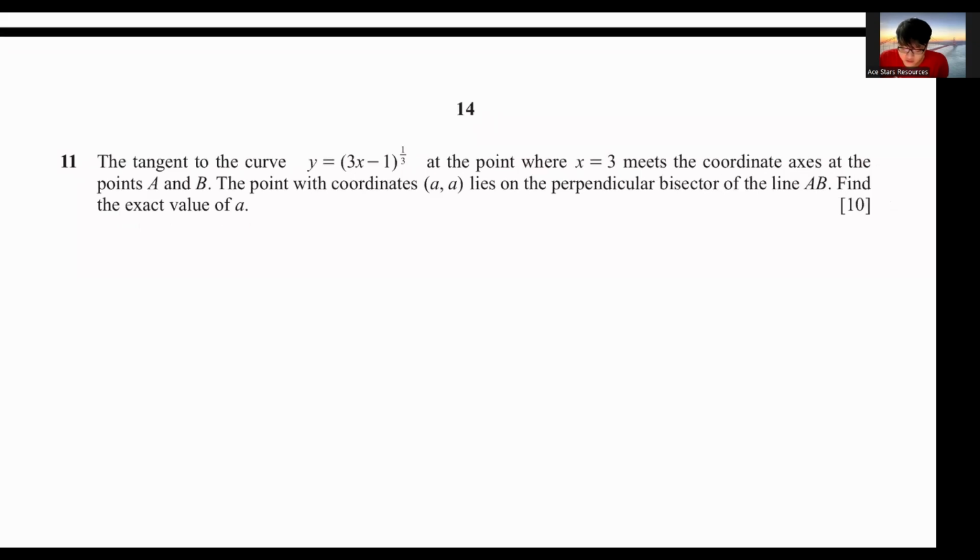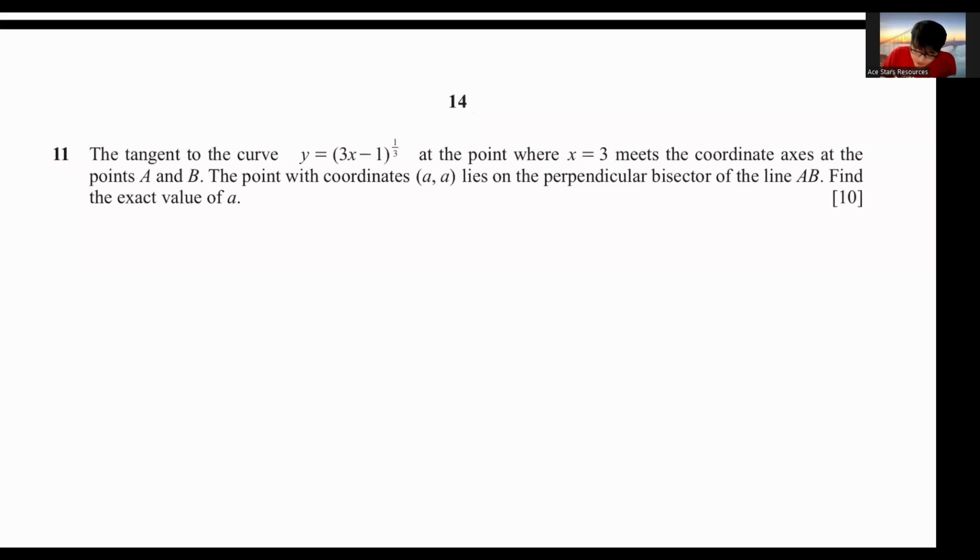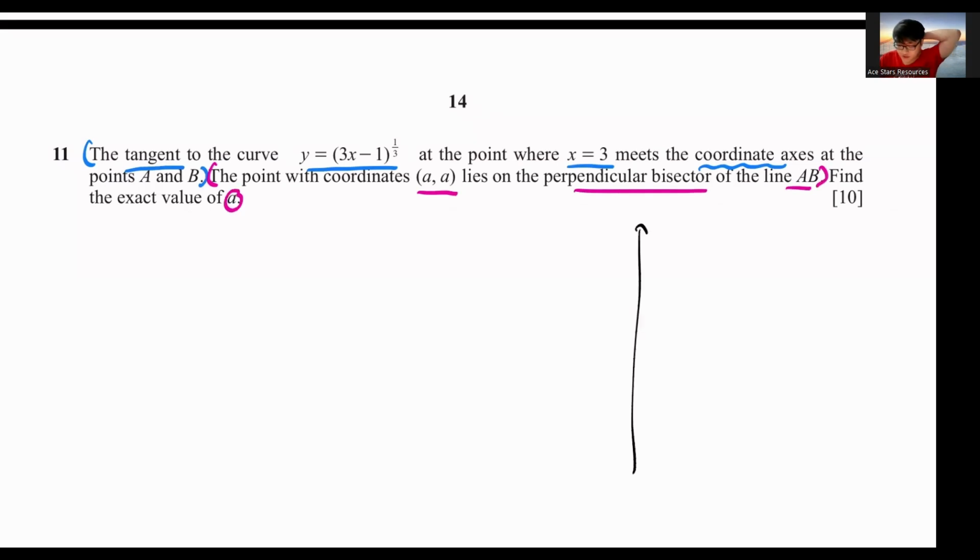Okay, let's come back to question 11. The tangent to this equation at the point where x equals 3 meets the coordinate axes at points A and B, right? That's the first part of the question. The point with coordinates (a, a) lies on the perpendicular bisector of AB. So our job is to find the value of a. Let me just quickly sketch it roughly so you can see what's going on here.